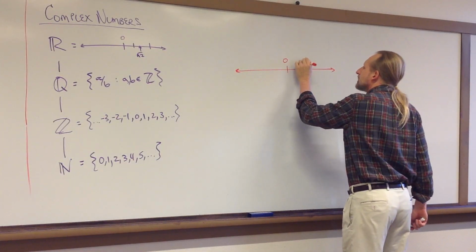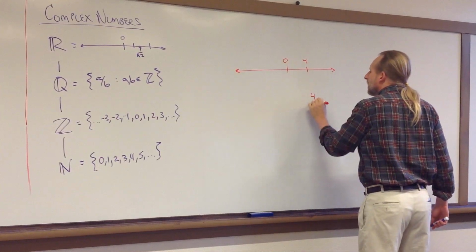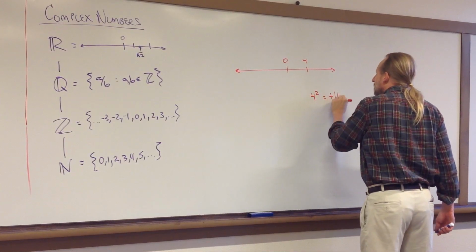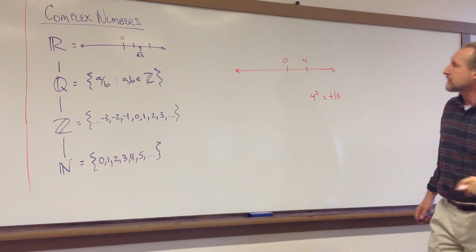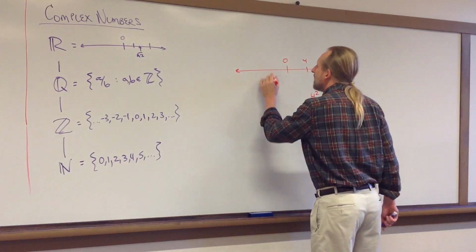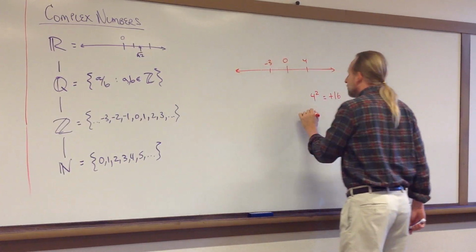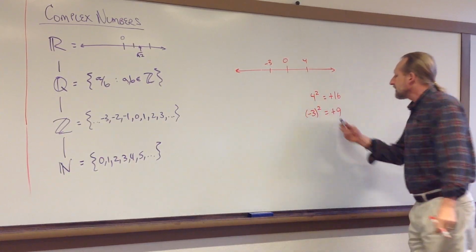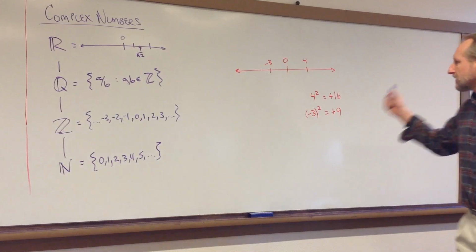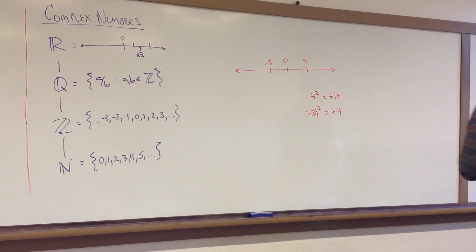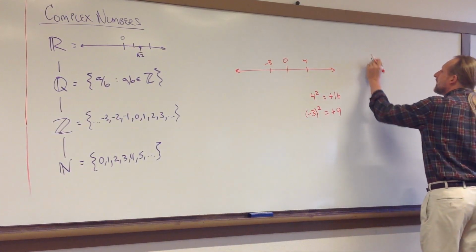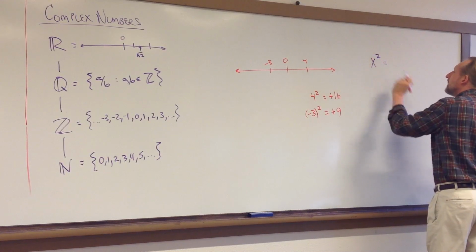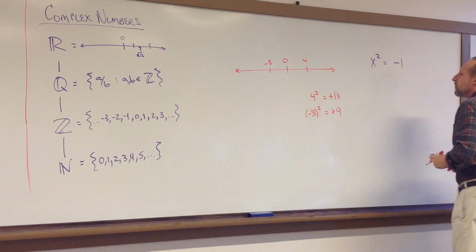So if you have a positive number like 4, and you square it, you get another positive number, which is 16. And if you have a negative number like, say, -3, and you square it, you get a positive number, positive 9 in this case. So what if we had an equation that said x squared equals -1?